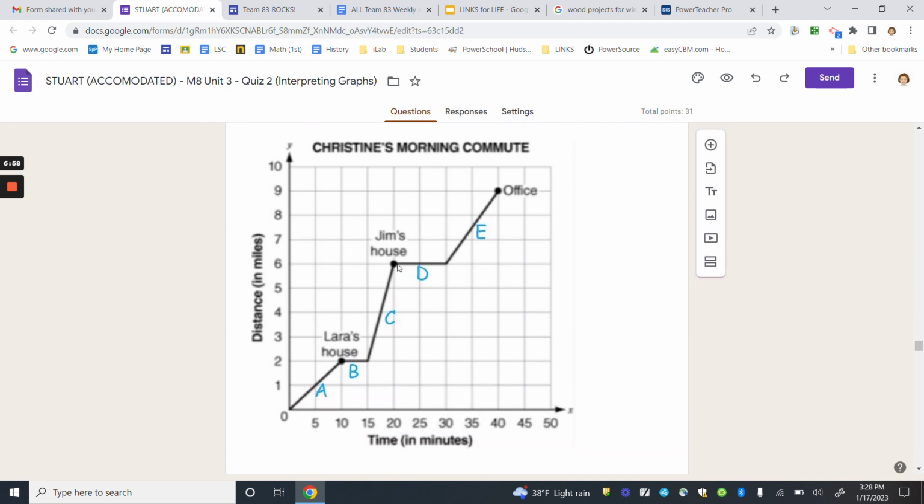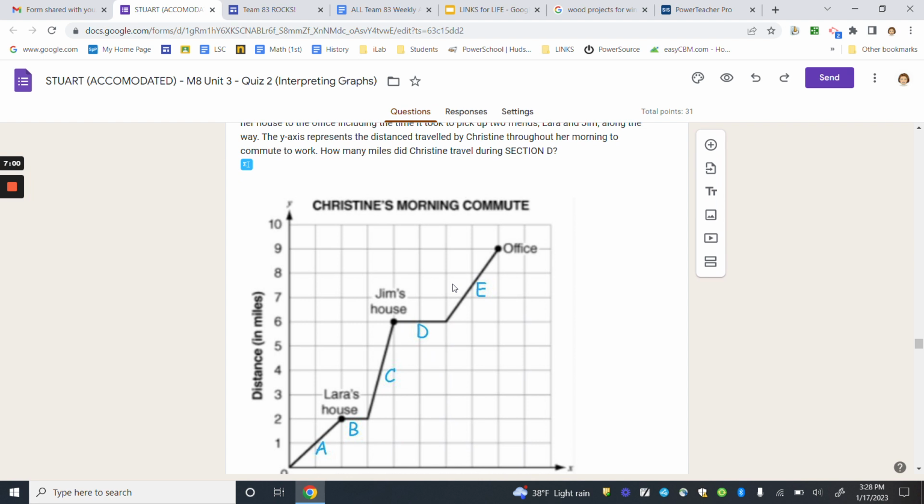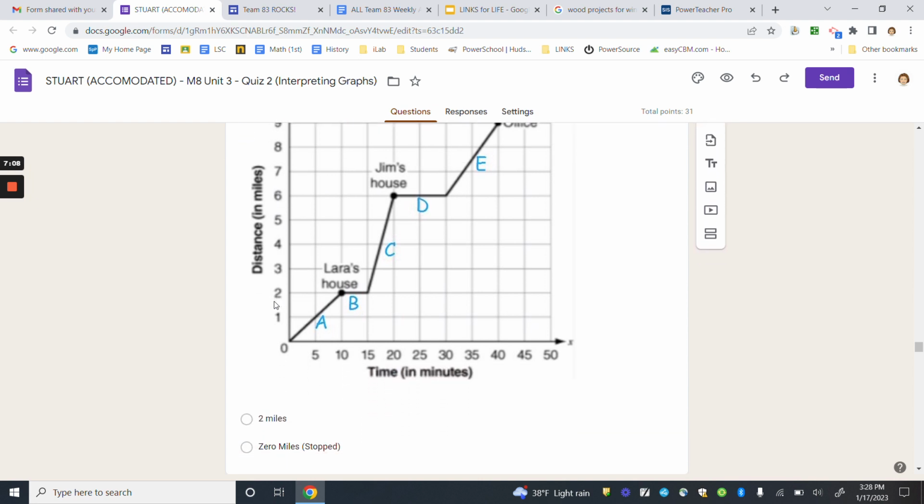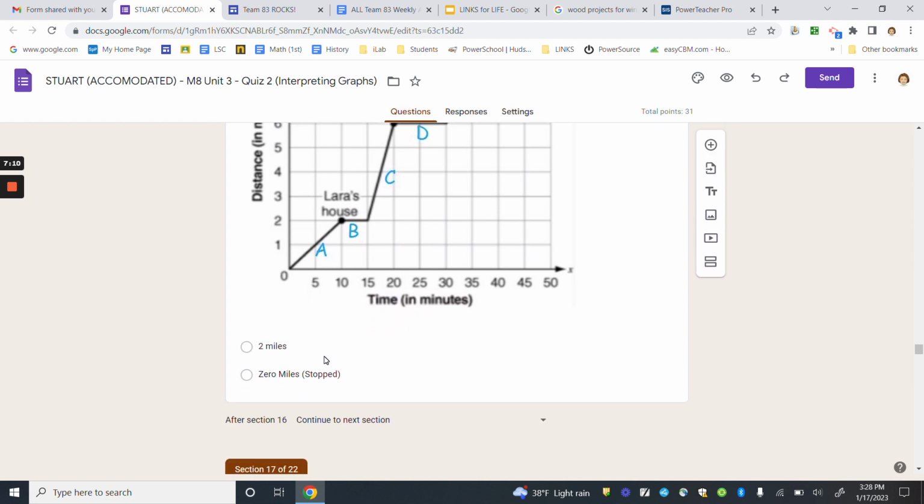So take a look at D. So how many miles did she travel in section D? So take a look where D is, and then look at your labels on the y-axis. How many miles did she travel? Was it 2 miles or 0 miles because she stopped?